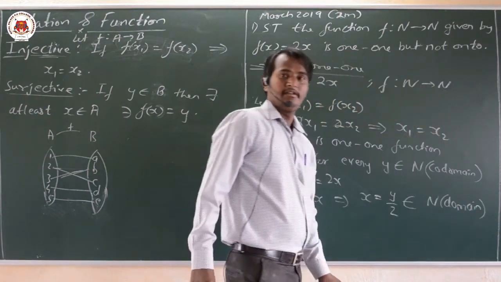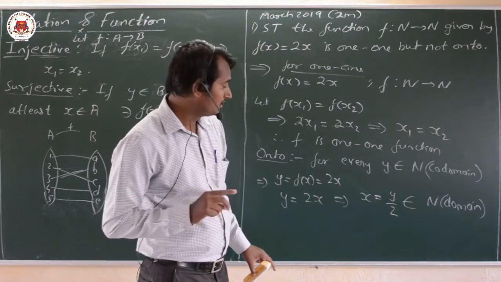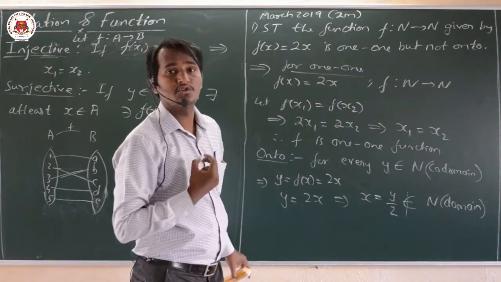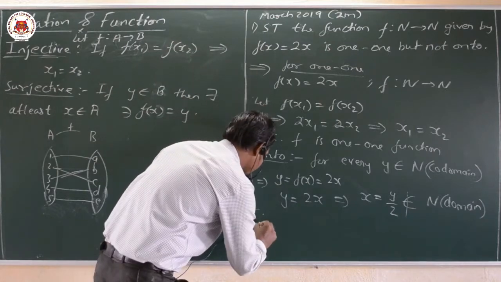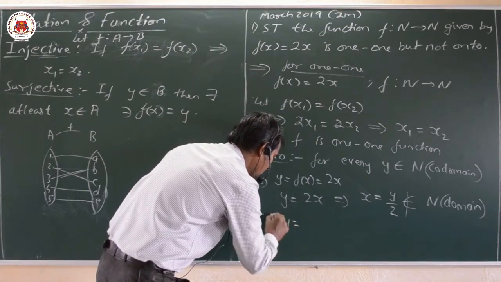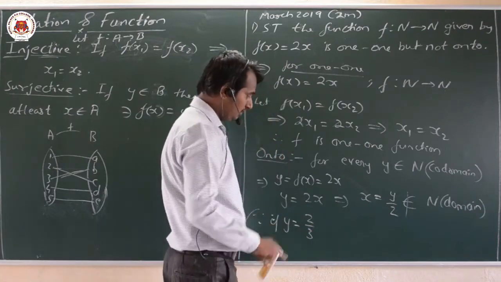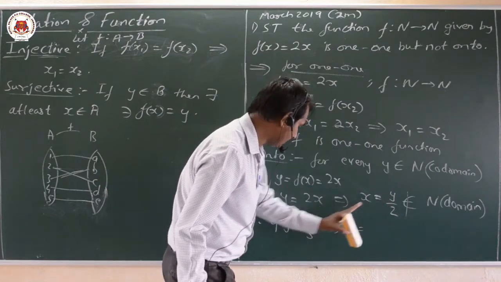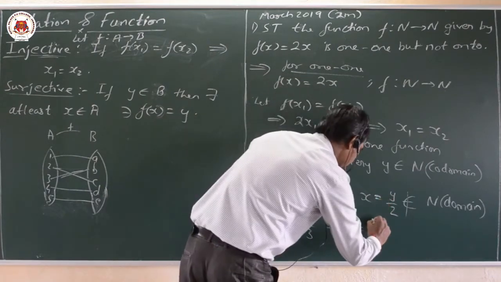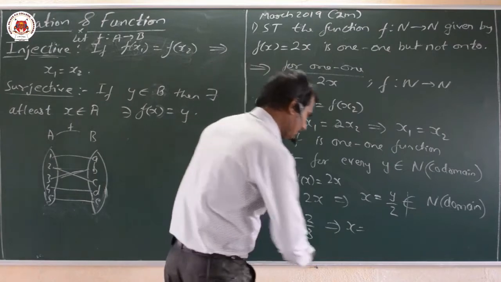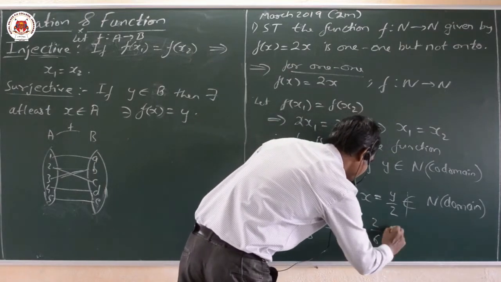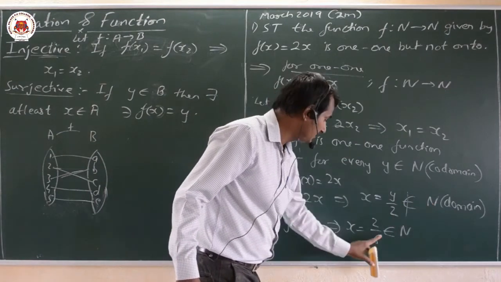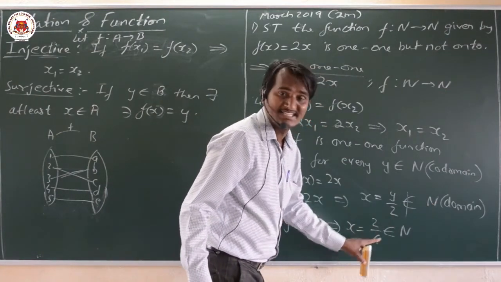Now, how do we say it belongs to the domain here? Suppose it does not belong to the domain. Why am I telling it does not belong to the domain? Because if y equal to 2 by 3, that implies x equal to, see what the value becomes, y by 2 means 2 by 3 divided by 2, that is 2 by 6. Does that belong to N, that is, does that belong to the domain N? So 2 by 6, that is 1 by 3. Is it a natural number?